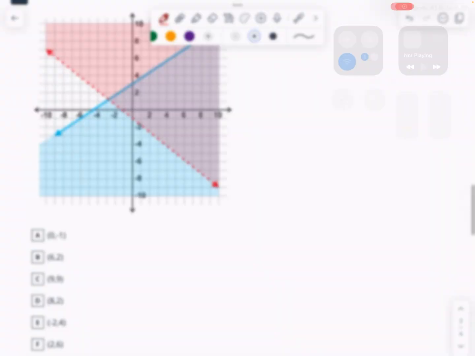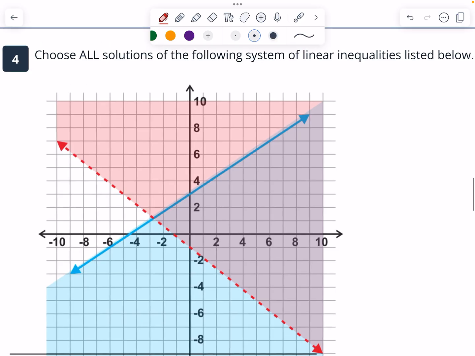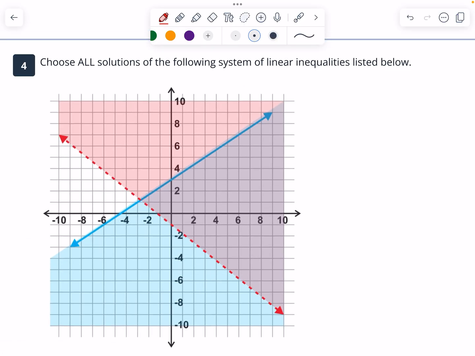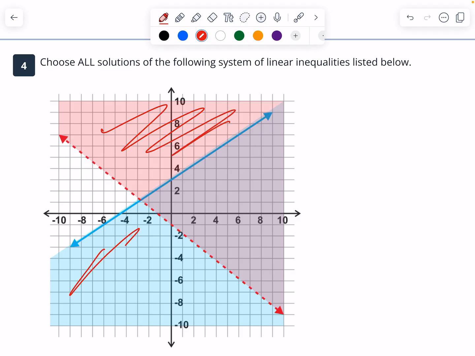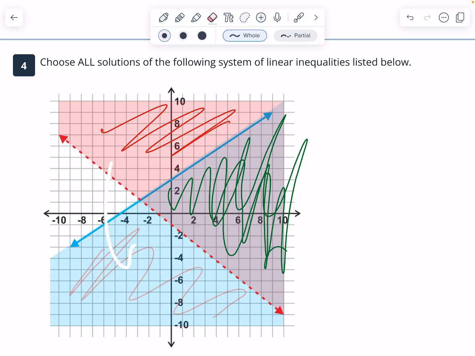Okay, these last two should be pretty easy, right? Choose all solutions of the following system of linear inequalities listed below. We've talked about this. You need your answers to be in the shaded area where they both overlap. So not in the red up here, not in the blue down here. You need it to be in this overlapping green area. This should be pretty easy.